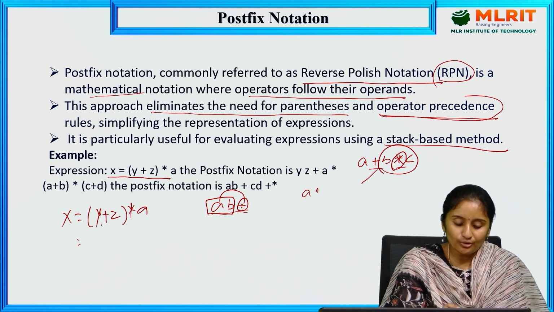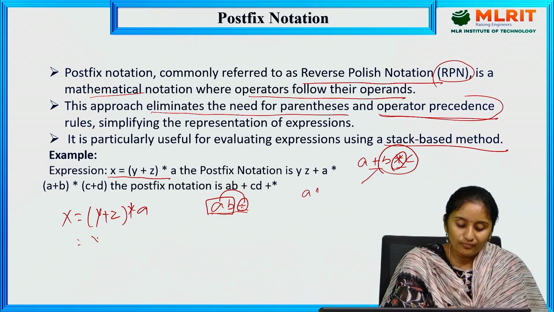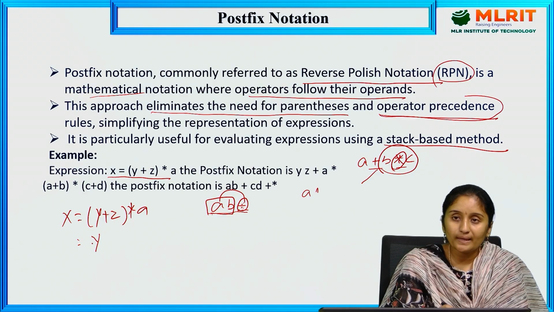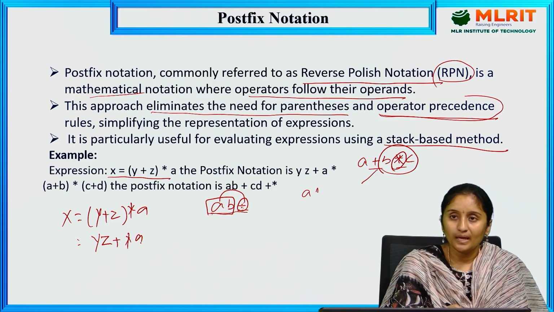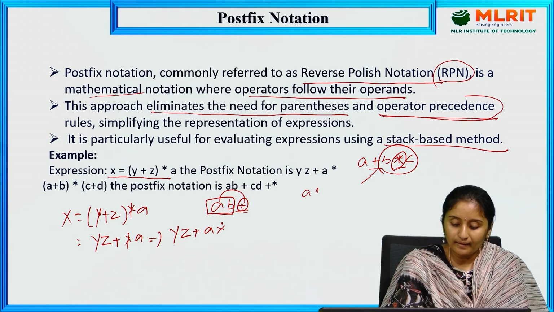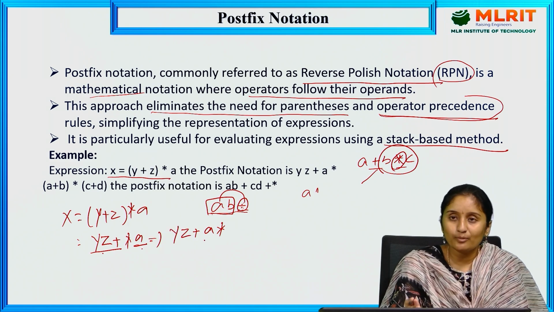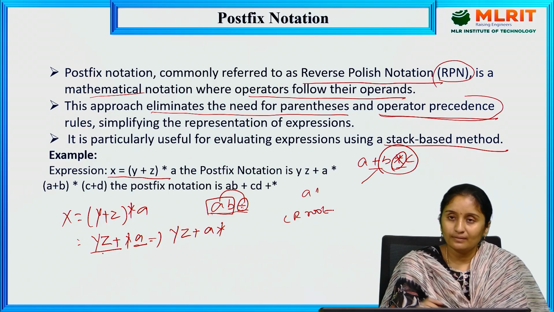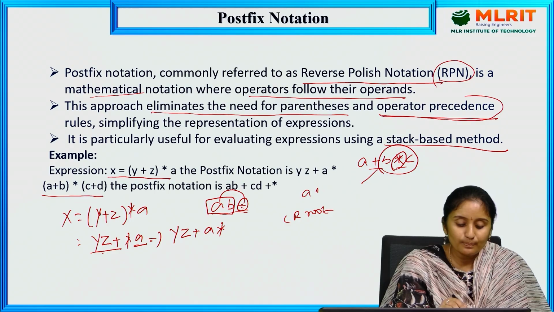Here first I am going to eliminate these parentheses; the operator should follow its operands: y z plus into a. So it can be written as y z plus a into. Why? Because here this is one operator with one operand on each side, and there is an operator lying here. As it is a postfix expression, it is left, right and root. So the next one, A plus B into C plus D.